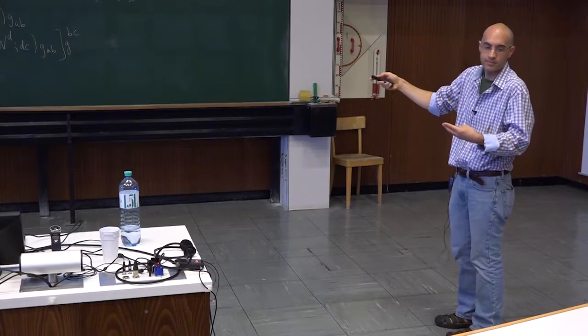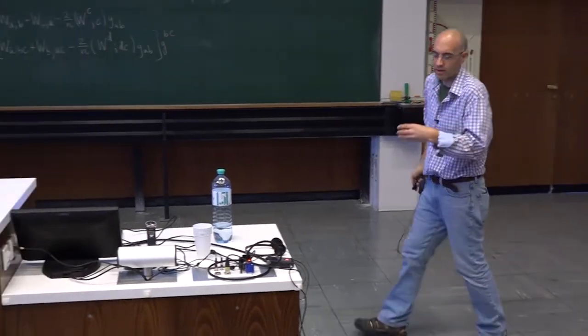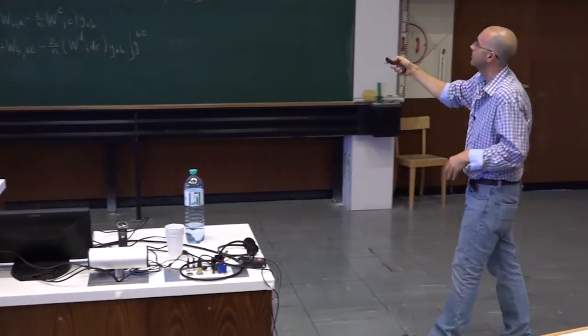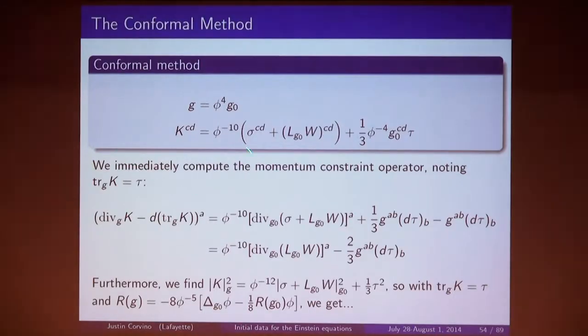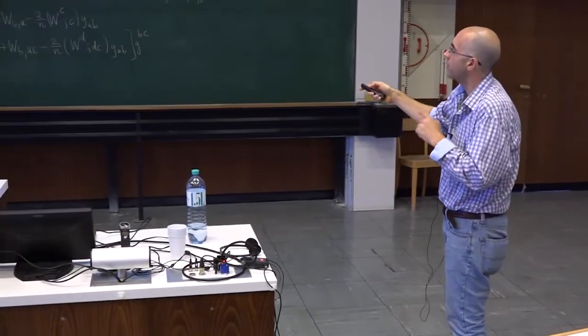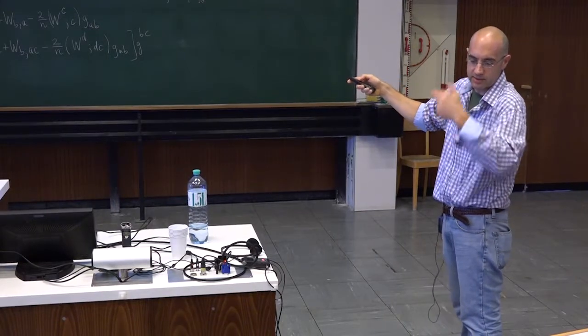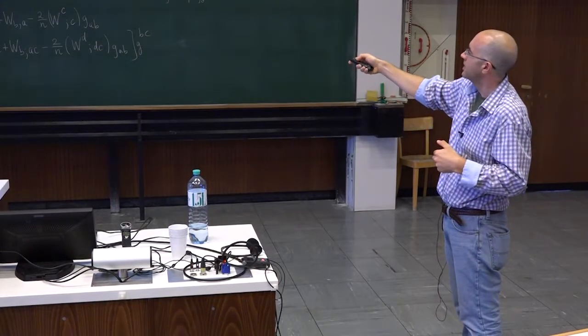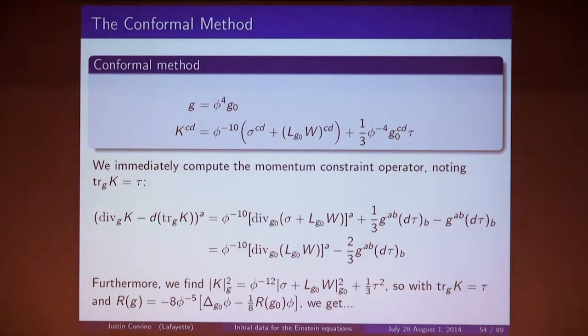Let's do that. Well, let's do one of them, and then we'll hand wave the other one. So we can immediately compute the momentum constraint operator. I should have written up the constraints again, but let me just say that one of the constraint equations, the vector equation, is the divergence of k minus the derivative of the trace of k.